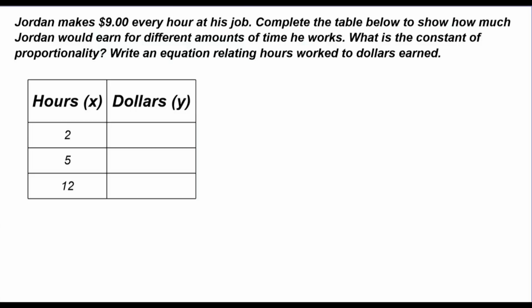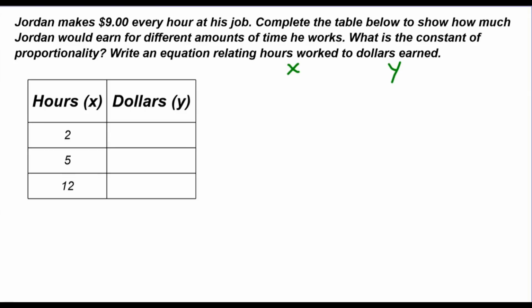So here we're going to fill in a table now that we know that we've got a constant rate. Jordan makes $9 every hour at his job. Complete the table below to show how much Jordan would earn for different amounts of time that he works. What is the constant of proportionality? And then we're going to go ahead and write an equation relating the hours worked to the dollars earned. So again, hours worked is our x value, and dollars earned is our y value.